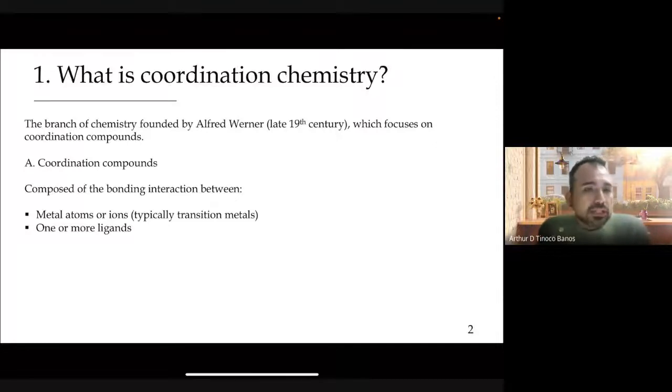So, what exactly is a coordination compound? Well, basically, we're talking about a compound that involves bonding interactions with a metal center. This metal can be an atom, and when I say that it's an atom, what I mean is that it's in a neutral form, or it can be an ion, okay? And that means it's charged.